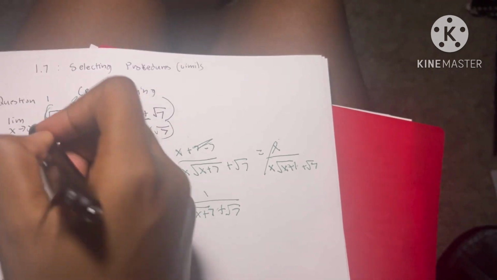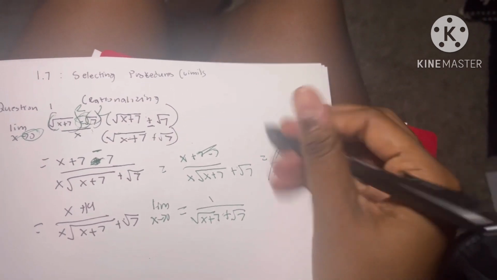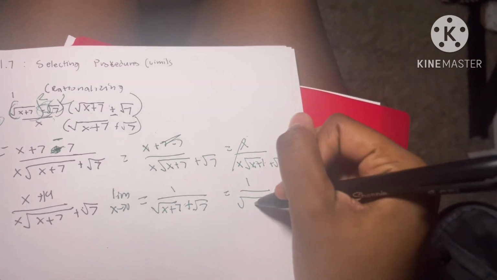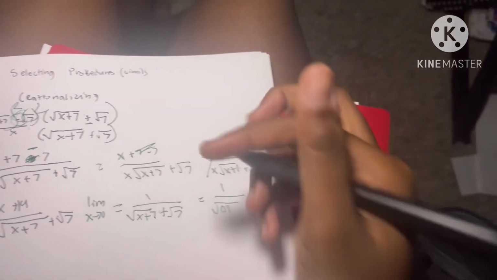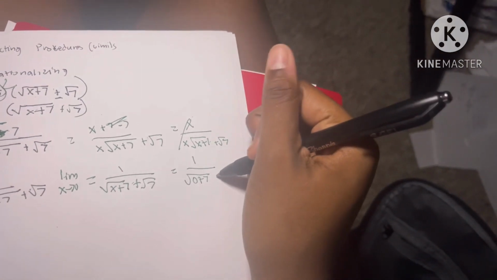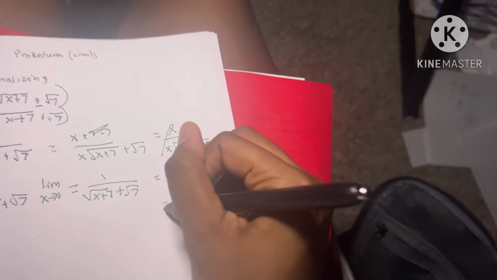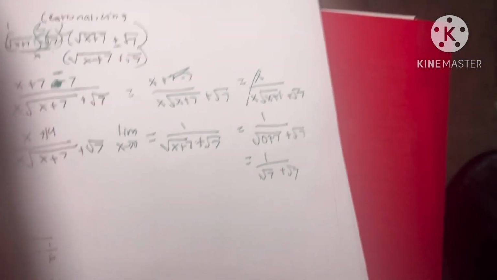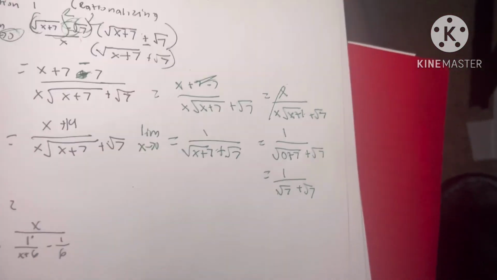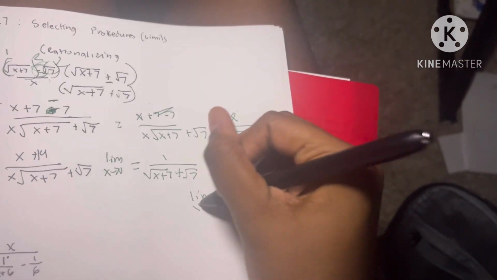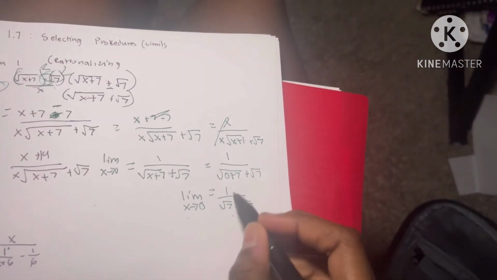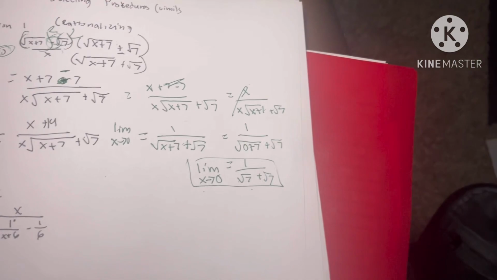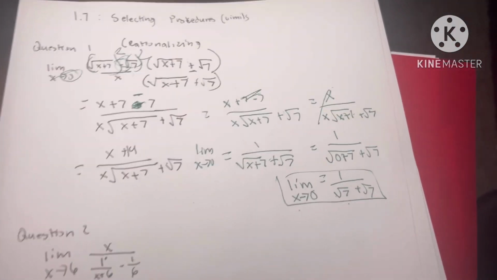And for this one, you can plug in the 0 to get the function, and 1 over the square root of 0 plus 7 plus the square root of 7 equals 1 over the square root of 7 plus the square root of 7. Now you can plug this into your calculator and get the exact decimal, but this will be your final answer. As x approaches 0, 1 over the square root of 7 plus the square root of 7. And that will be question 1.